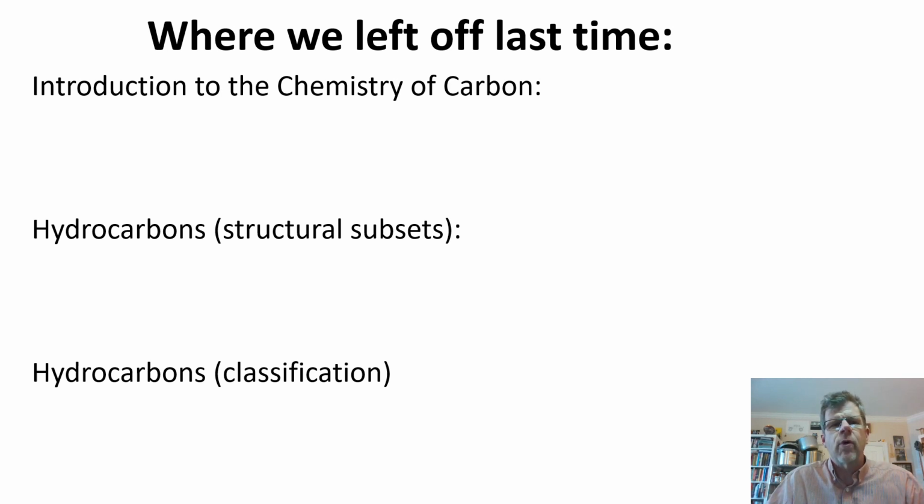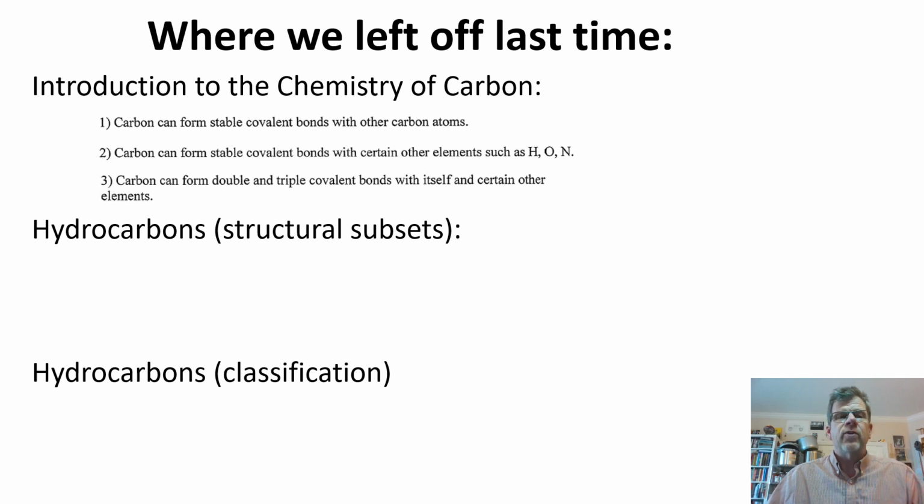So we'll continue our foray into the chemistry of carbon. And one of the reasons why carbon is set apart from other elements and is used in the chemistry of life is because of three reasons. Carbon can form stable covalent bonds with other carbon atoms and other atoms such as nonmetals such as hydrogen, oxygen, nitrogen, and it also can form double and triple covalent bonds with itself and certain other elements. All this put together gives a great diversity to the element carbon, and that makes it perfect for the element of life, if you will.